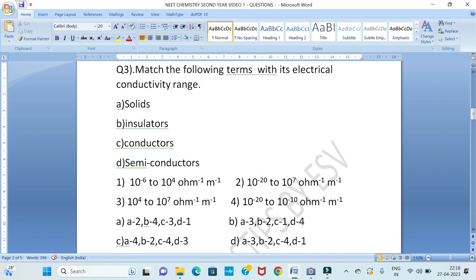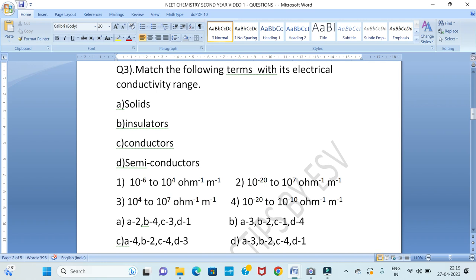So the answer is option A, A2. Solids electrical conductivity range is A2, 10 to the power of minus 22 to 10 to the power of 7. So total 27. Total 27 orders are there. The magnitude range of solids with its electrical conductivity range.